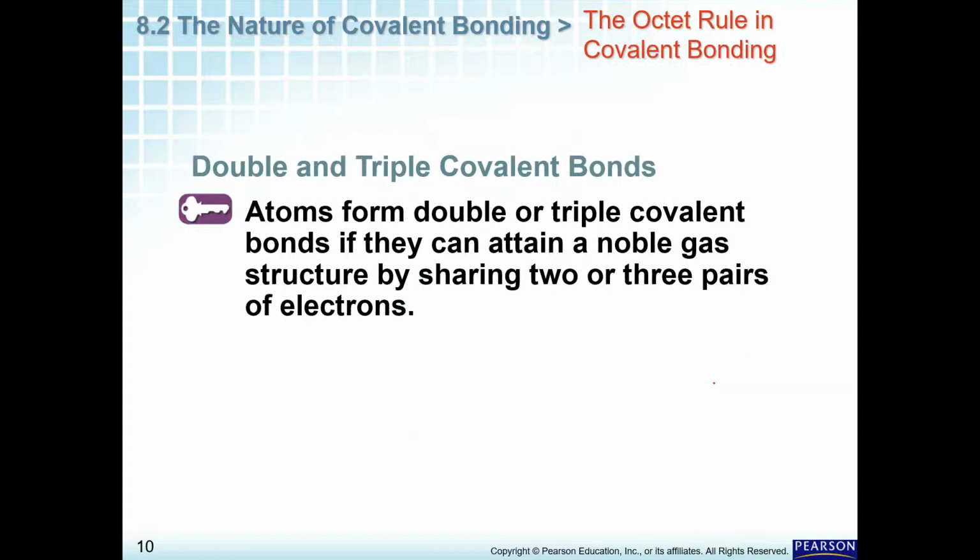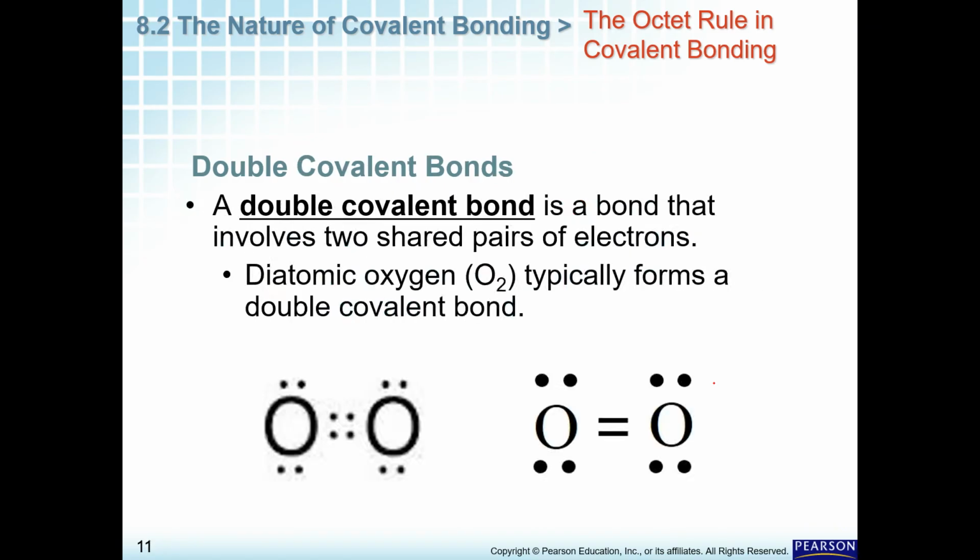Then we get into the point of double and triple covalent bonds. And they're going to sound exactly like what the name implies. If a single covalent bond shares a single pair, a double bond is going to share 2 pairs of electrons, and a triple bond will share 3 pairs. And the reason they do that is because, again, they still want to attain the noble gas configuration that we're striving for with the octet rule. Double bonds involve 2 shared pairs of electrons, which is 4 electrons total.